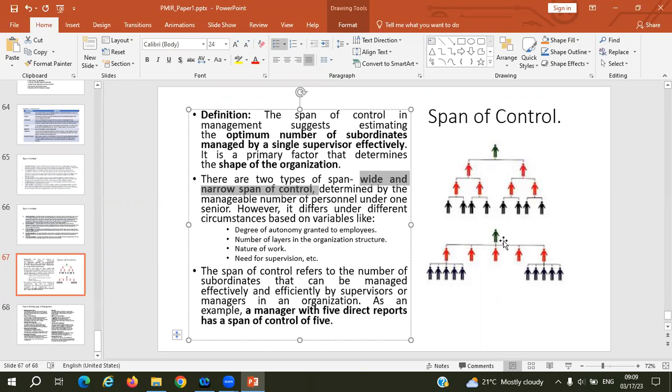Wide means if the management style is broad, suppose one person can manage more people, that is wide. One person can manage only 2-3 people, that is narrow. So broadly, there are two types of span of control: wide span of control and narrow span of control. This is given in the diagram or the picture you can see.